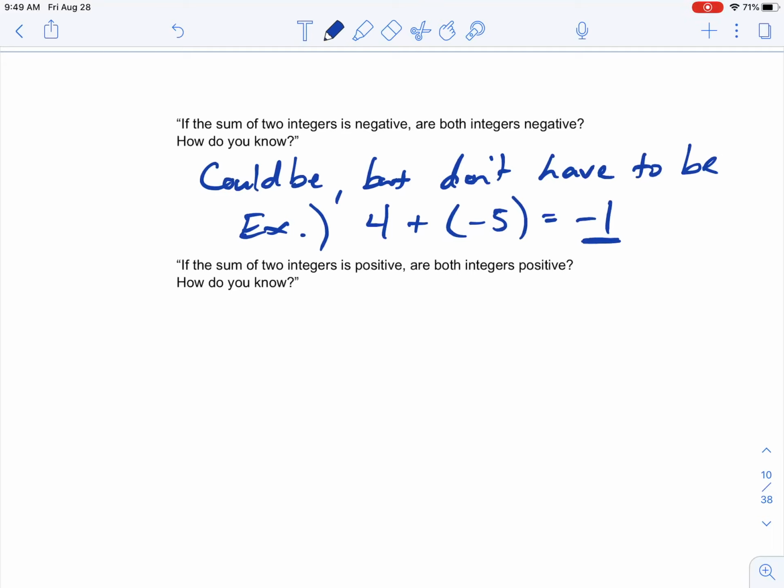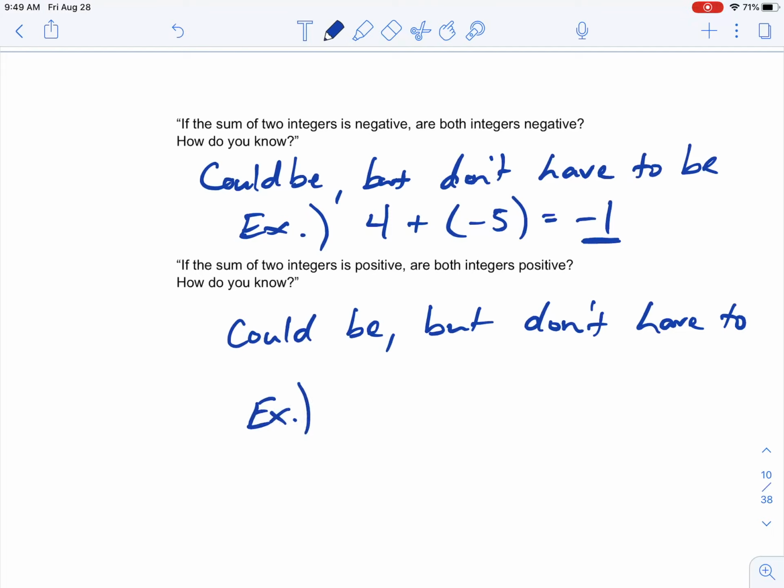Now on the flip side here, if the sum of 2 integers is positive, are both integers positive? And again, could be, but don't have to. Let's give you another example here. Let's flip that first one around and let's make the 4 negative and the 5 positive. Well, that would come out with a positive 1. So the sum is positive, but both integers were not positive. One was negative and one was positive.